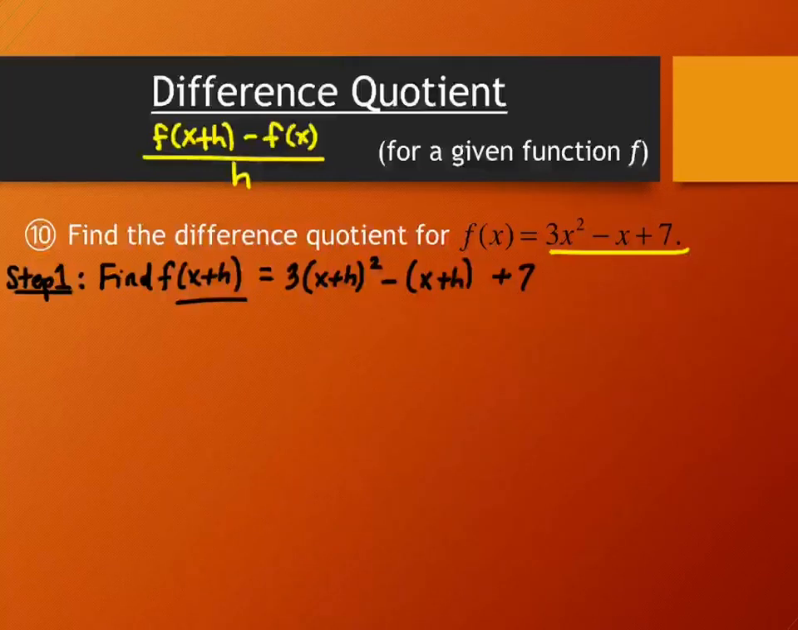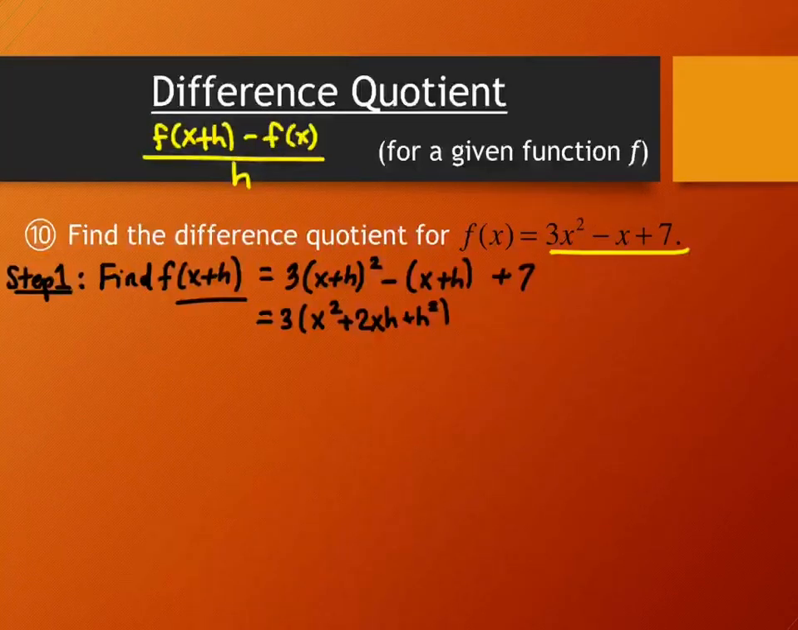And then we're going to simplify that. So the first one, don't forget, is foiling, so it's x plus h times x plus h. And if you multiply that out, you get x squared plus 2xh plus h squared. Write it out if you need to see it.